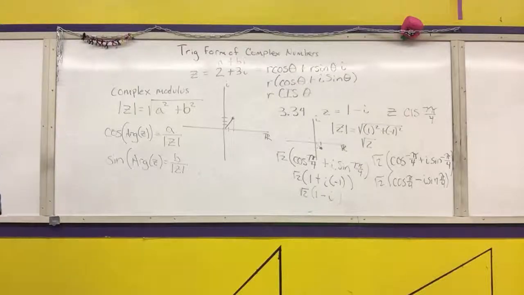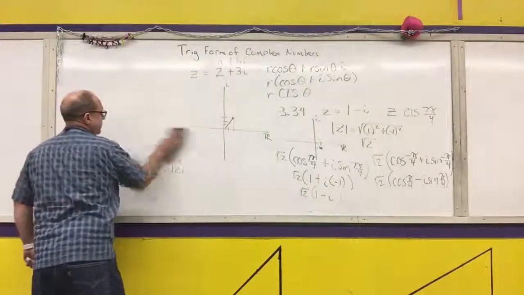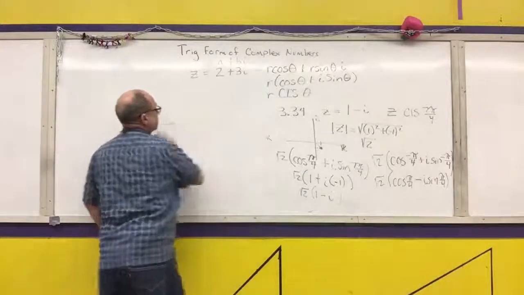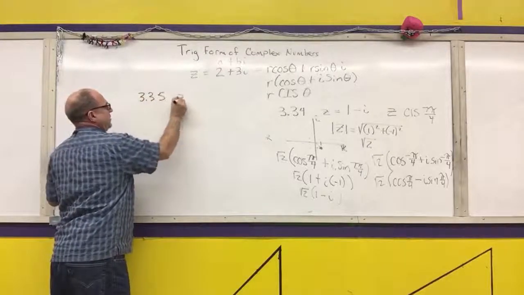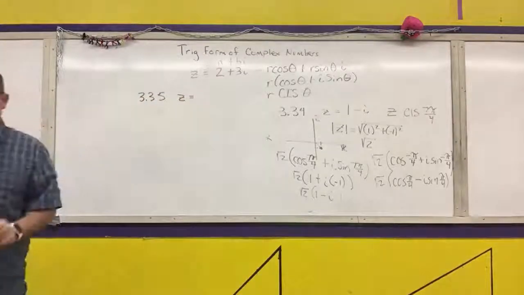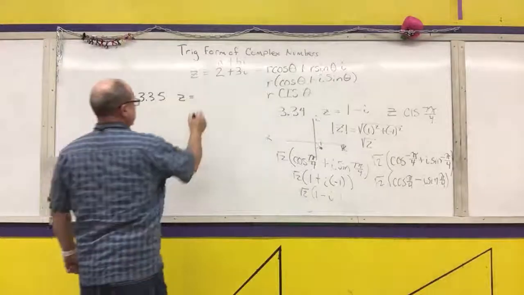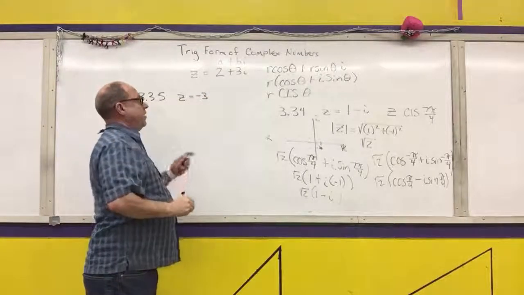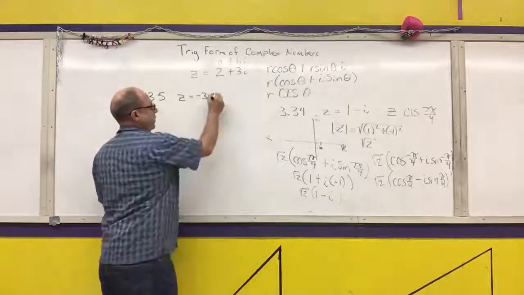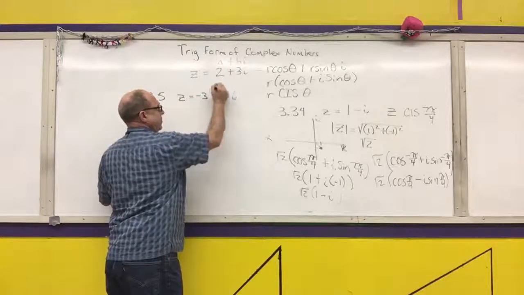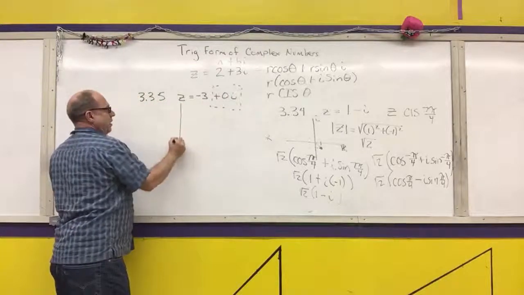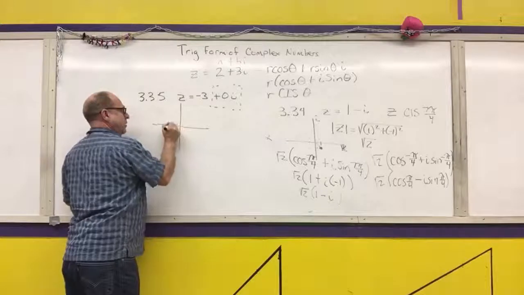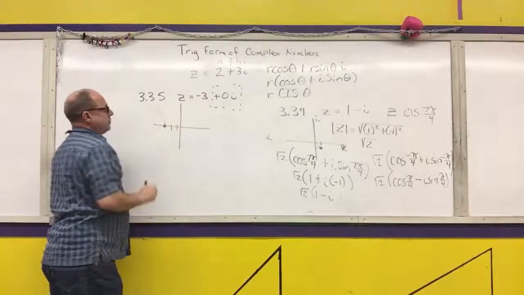Second example is 335. And they tell me that z is equal to negative 3. Well, another thing you have to remember here is that this is negative 3 plus 0i. So I'm going to put little dots around here. I'm going to plot it on the Argand diagram. And that would be this point.